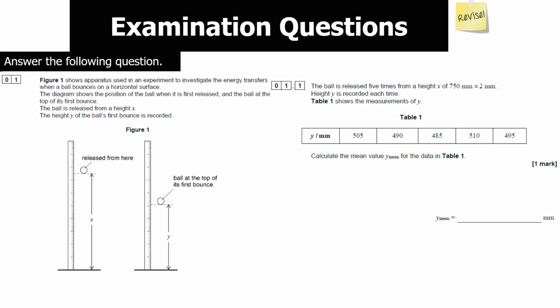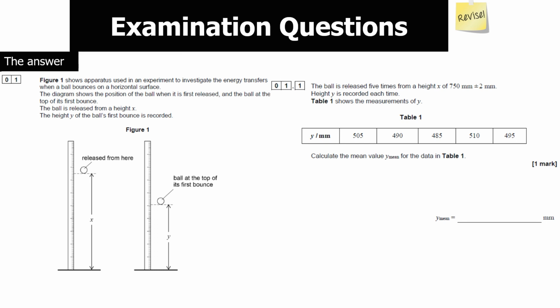So let's now have a look at answering some questions on the practical skills aspect of Physics Paper 3. Figure 1 shows apparatus used in an experiment to investigate the energy transfers when a ball bounces on a horizontal surface. The diagram shows the position of the ball when it's first released and the ball at the top of its first bounce. The ball is released from a height x and the height y of the ball's first bounce is recorded. The ball is released 5 times from a height x of 750 mm plus or minus 2 mm. Height y is recorded each time. Table 1 shows the measurements of y. Calculate the mean value of y for the data in the table. Pause the video now, then unpause the video when you want to go through your answer.